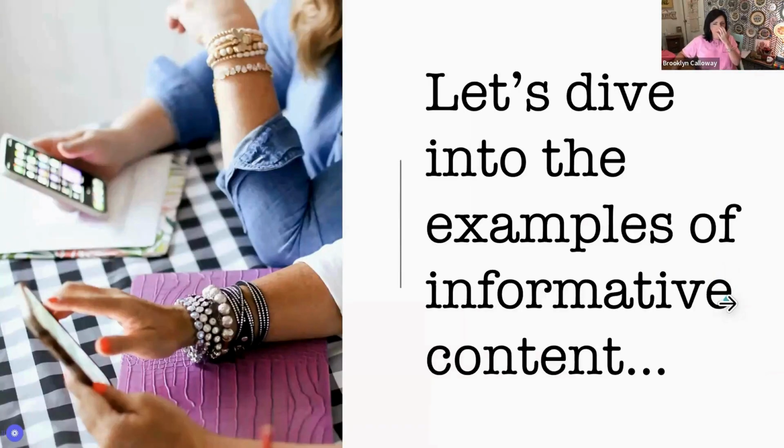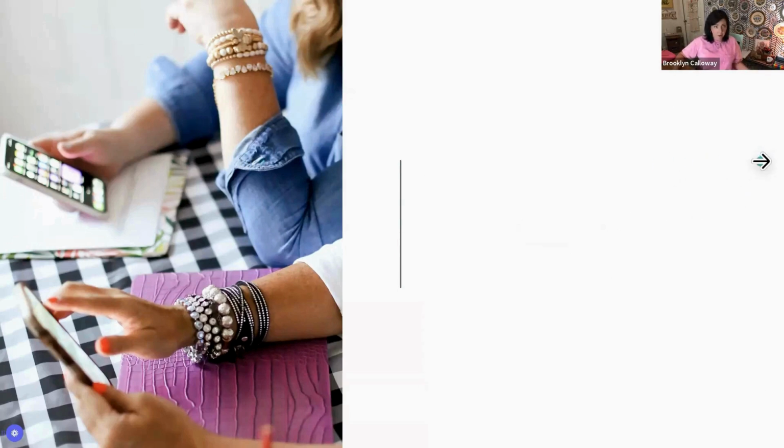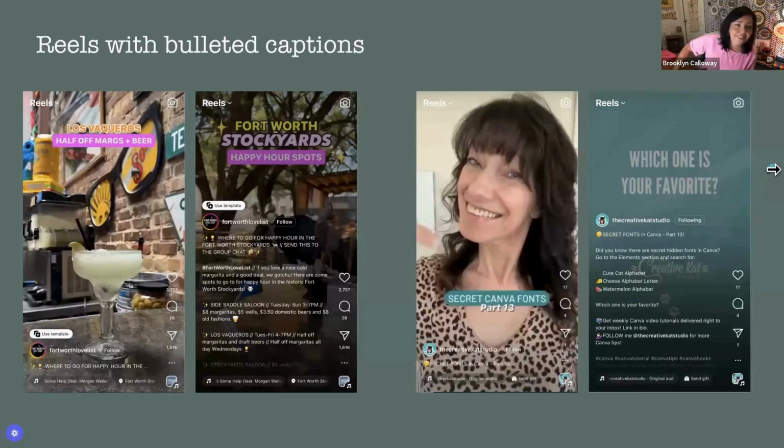So let's dive into examples of informative content out in the wild that I did find. I did find some examples, so that's nice. They're not all from our account, but whatever. So these are some reels with bulleted lists in the captions.